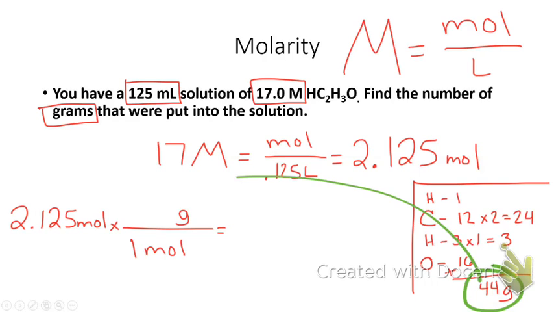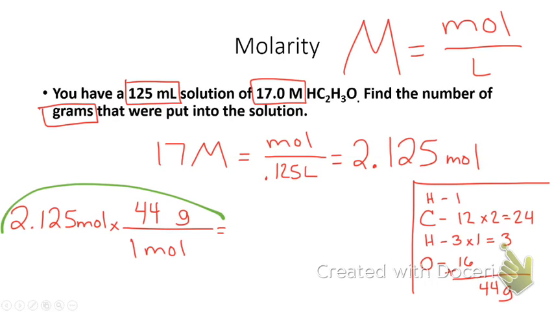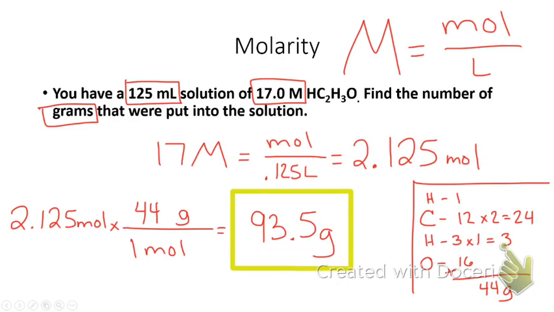Perfect. What can I do with that? I can plug it in here for my grams. And that's exactly what I'm going to do. 44 grams. How do you solve this bad boy? Punch in your calculator. 2.125 times 44. And you should get about 93.5 grams.